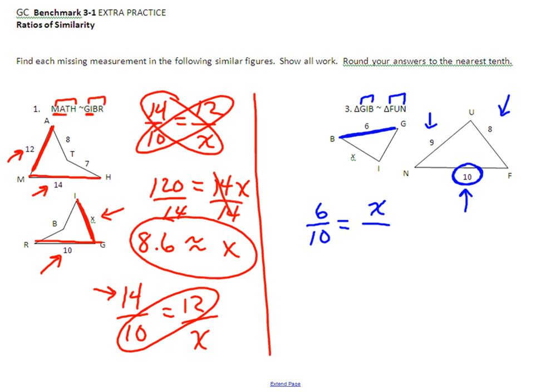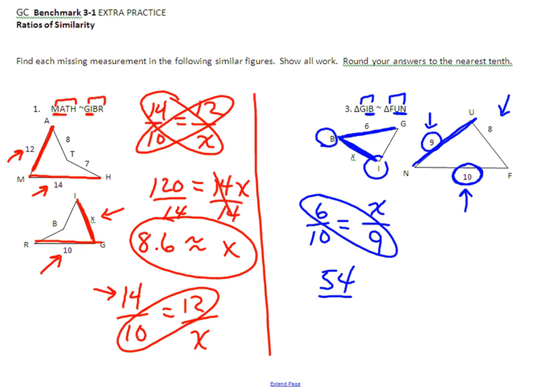As X. I'm looking for X. So left is to right, as my other left is to what? Now it's either the 9 or the 8. I look at the letters, the B and the I. B and I are the last two letters, so U and N are the ones I'm looking for. So UN is right here, so it's the 9. So 6 is to 10 as X is to 9. Then cross multiply. 9 times 6 is 54, divided by the last number, 10. So X is 5.4.